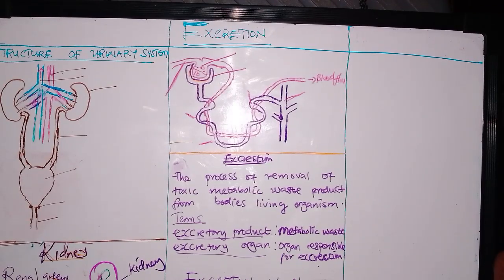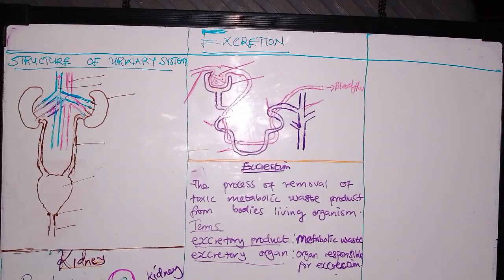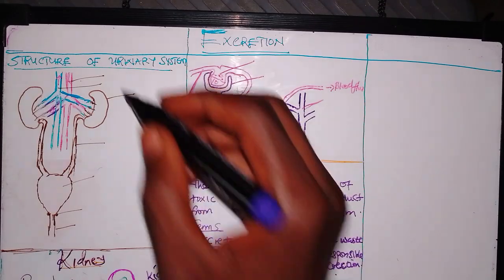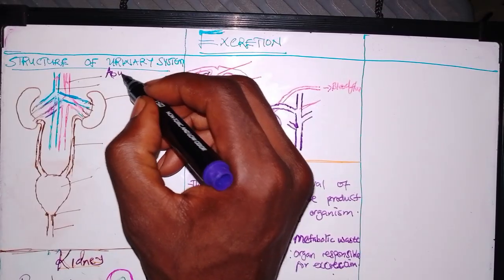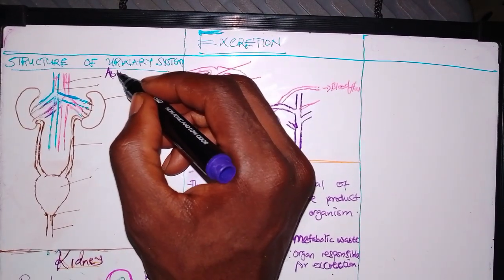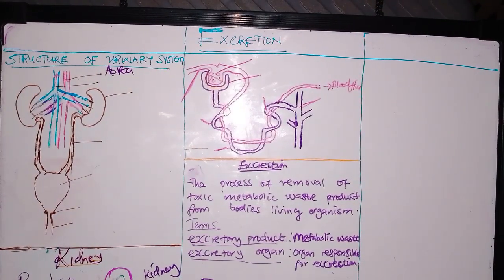Then when you come to the urinary system, this is what is known as the urinary system. So what is the urinary system composed of? The first thing the urinary system has is an artery which is known as the aorta. So this is the first artery which is part of the urinary system.